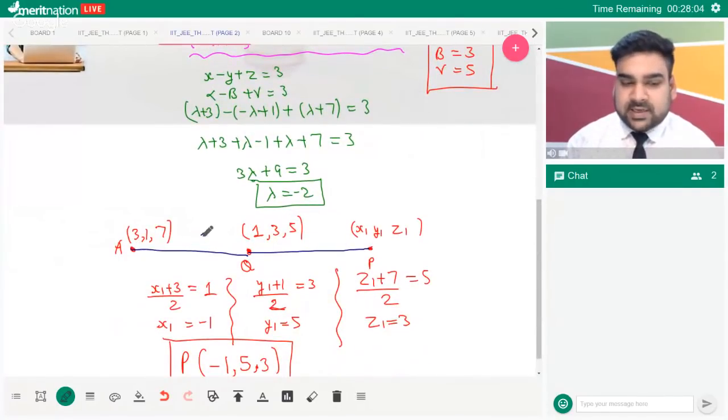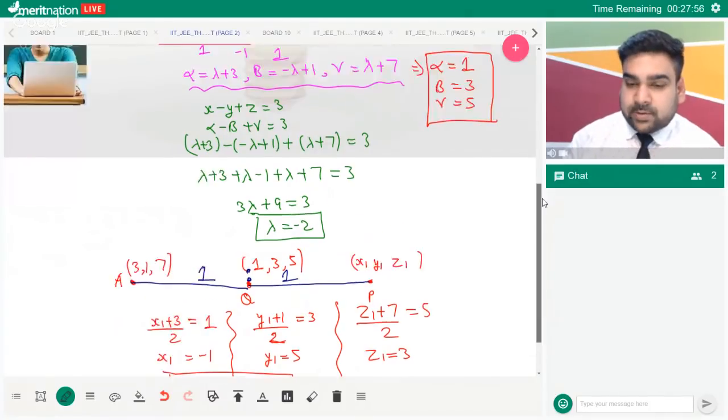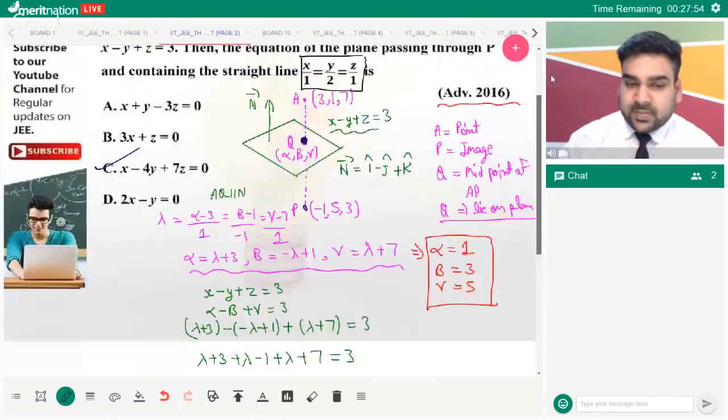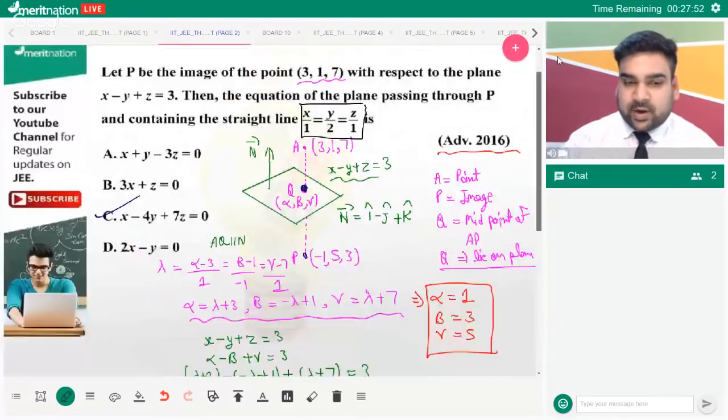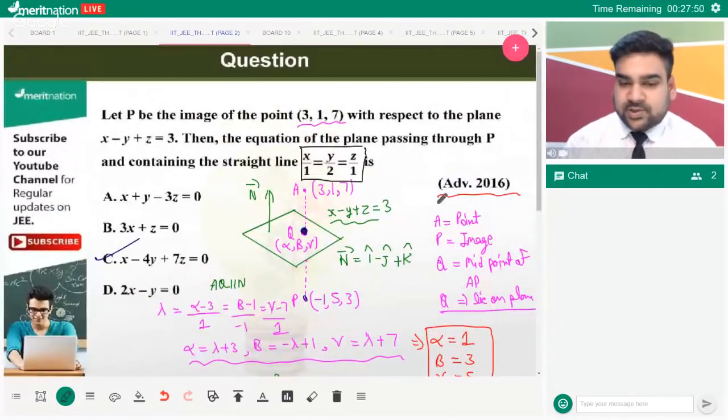The distance AQ will be equal to the distance QP. Q is the midpoint. This ratio will always be equal to 1:1. The same question could be asked in another way as well, where if you look at this point Q over here, this point Q is also called the foot of perpendicular.